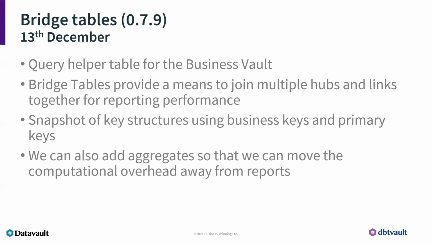They work very similar to point in time, except they work over hubs and links instead of hubs, links, and satellites. The idea is it's a snapshot of the key structures using the business keys and primary keys. And we also sometimes add aggregates in there, so that by the time your data gets to your MART layers and your information layer, the data is already aggregated, and you don't have to worry about putting all of that logic in your reports, and increasing the computational load in the reports means that your reports load faster. Everyone's happy.